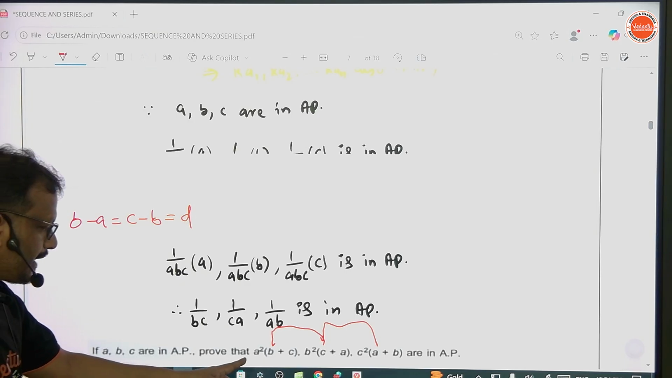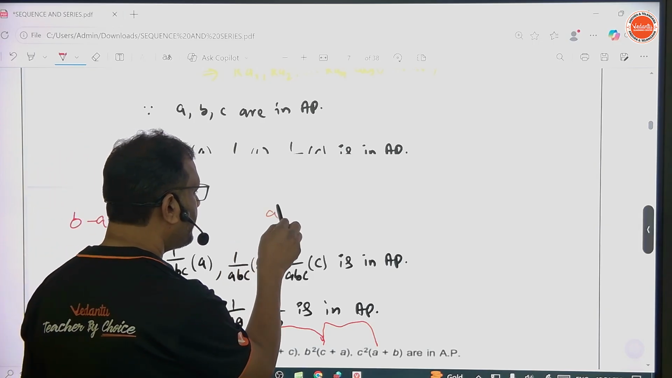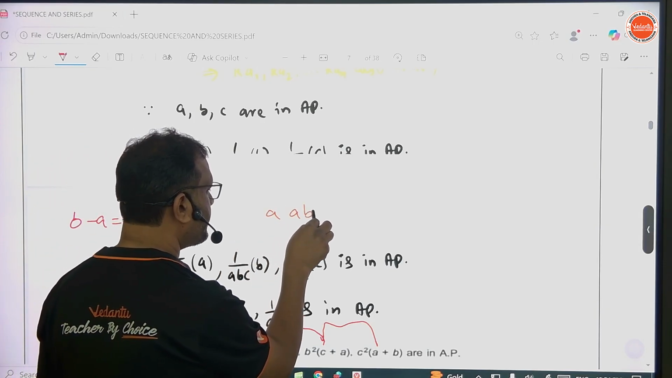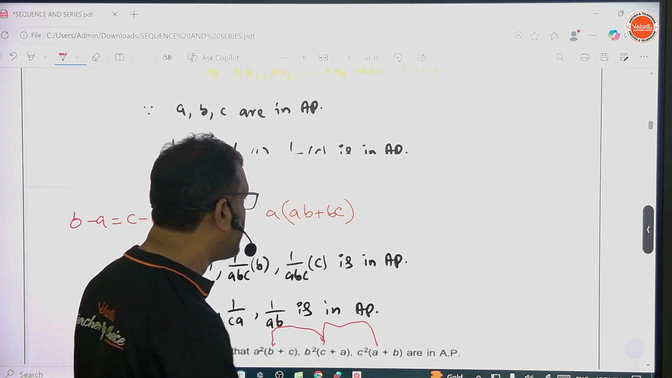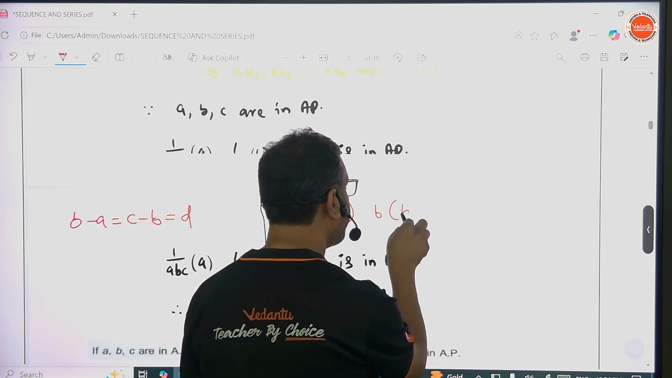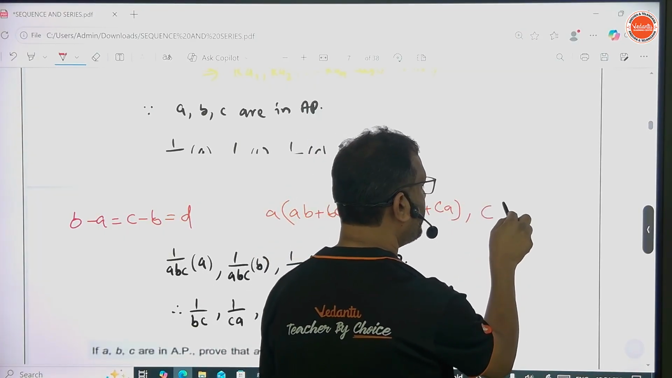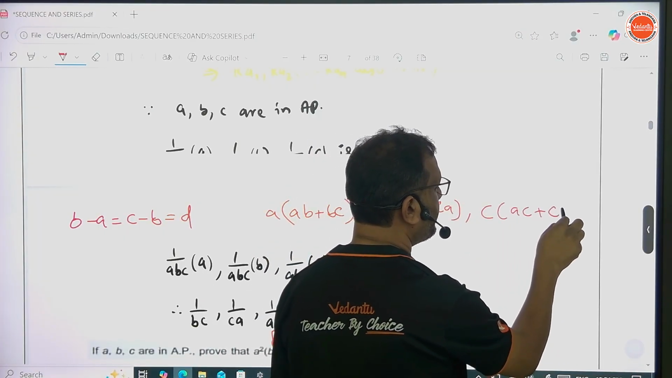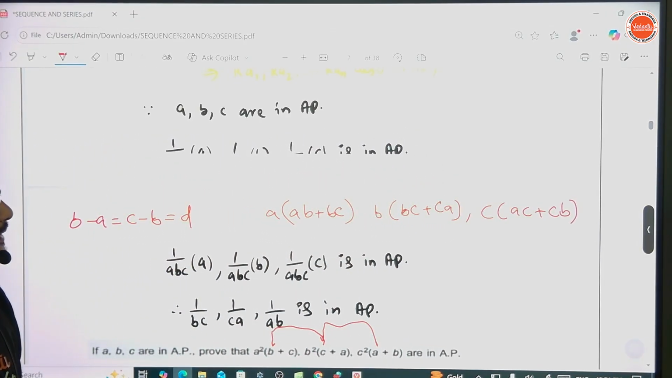You multiply A inside: A into AB plus BC. Here B into BC plus CA. And here C into AC plus CB or BC. What all terms are coming in that? AB, BC, CA terms.